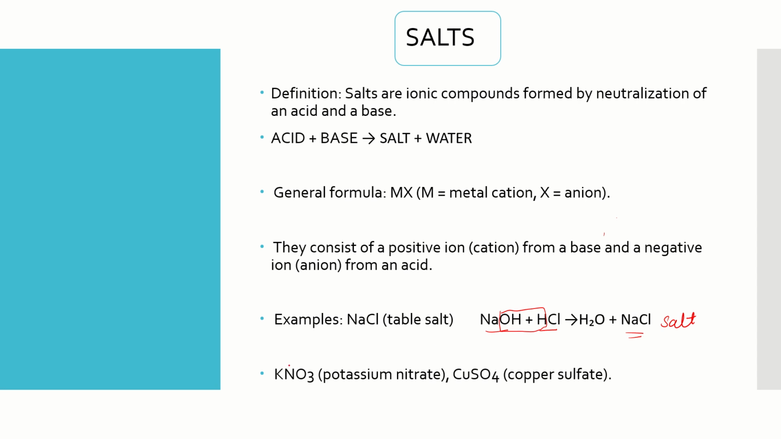Other examples are potassium nitrate. It is formed by the reaction of potassium hydroxide and nitric acid. Again, we will get water plus KNO3, potassium nitrate salt. Similarly, copper sulfate is formed by the neutralization of copper hydroxide plus sulfuric acid. So we will get H2O, water, plus copper sulfate, CuSO4. So this copper sulfate is a salt.